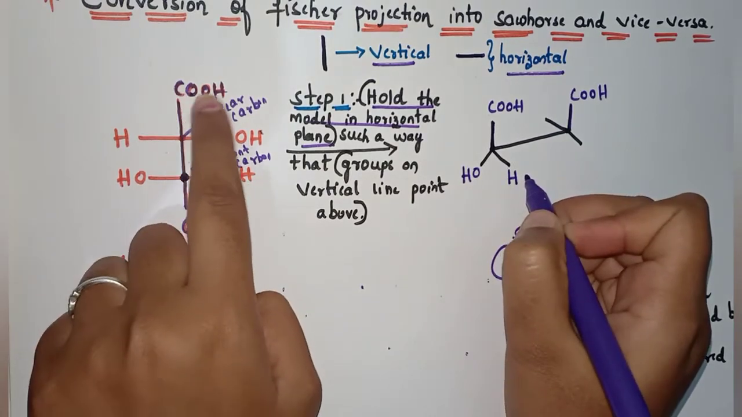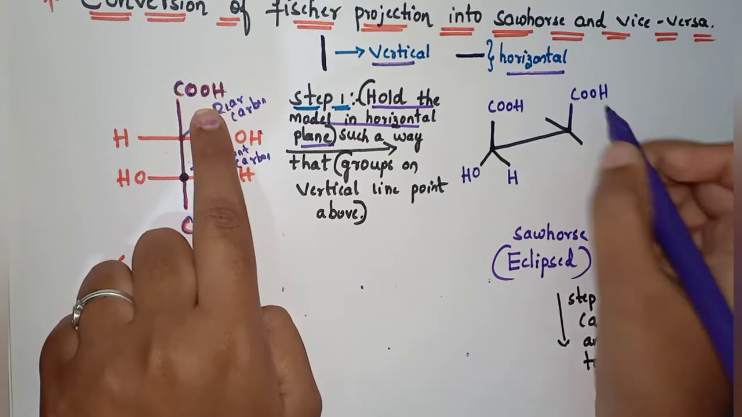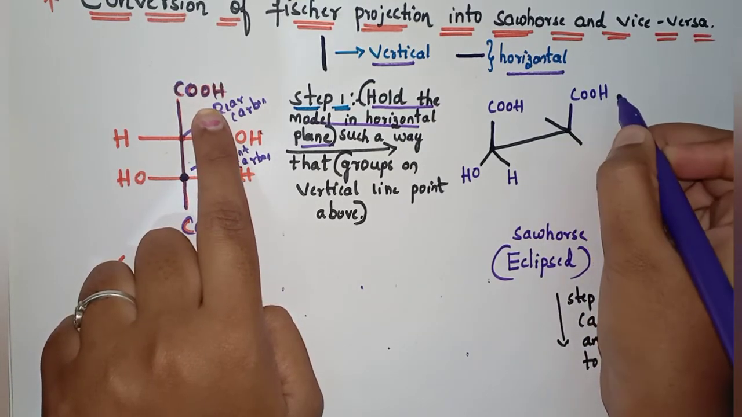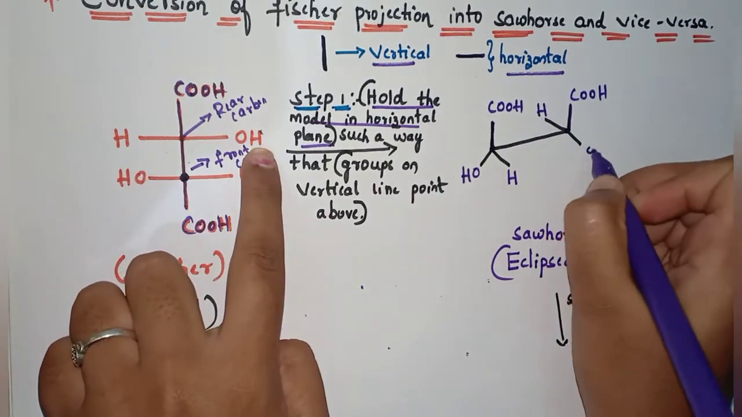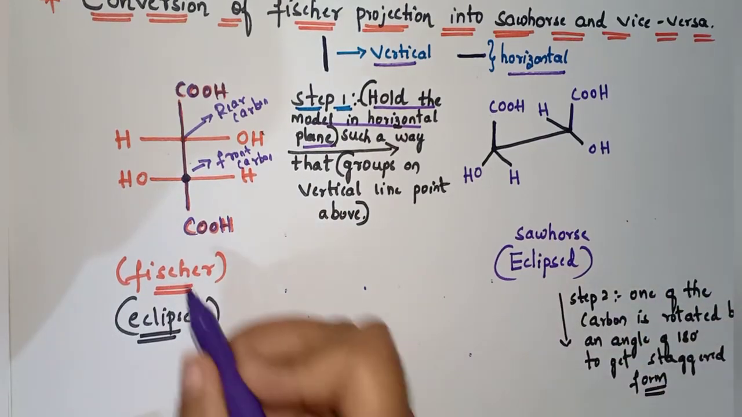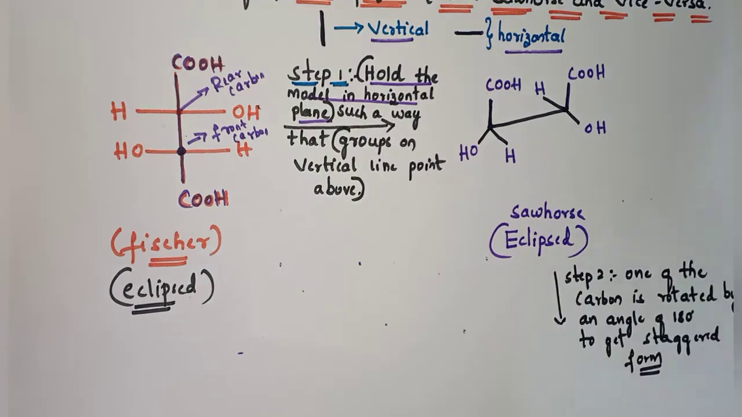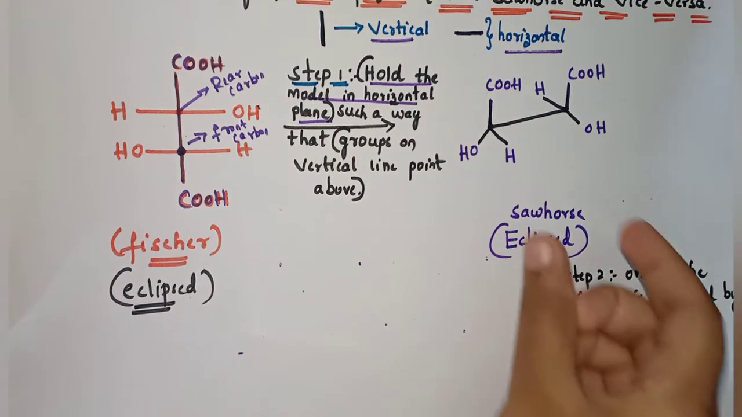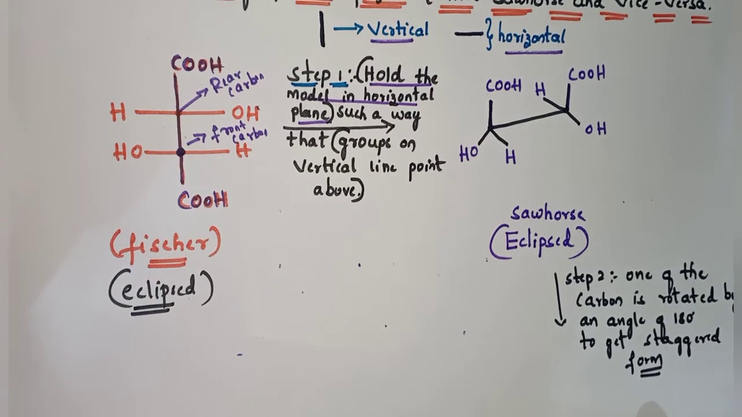And here is the rear carbon. It is also a rear carbon, that is away from the observer. So I have represented COOH already. So we are left with H and OH here. Now we have converted Fisher eclipsed into Sawhorse eclipsed. Now we are converting Sawhorse eclipsed into Sawhorse staggered. Staggered conformation is more stable.